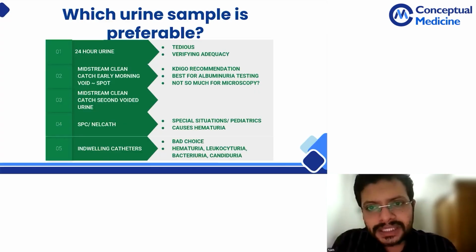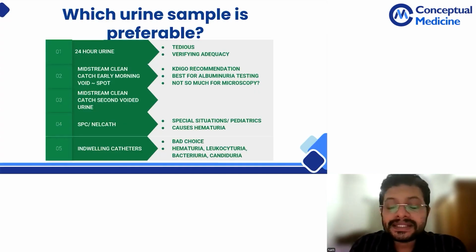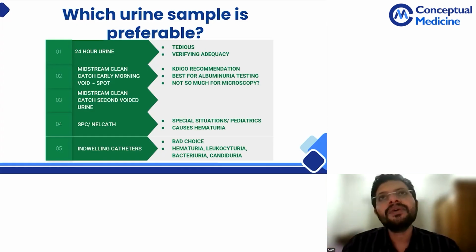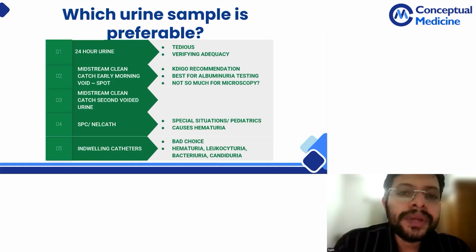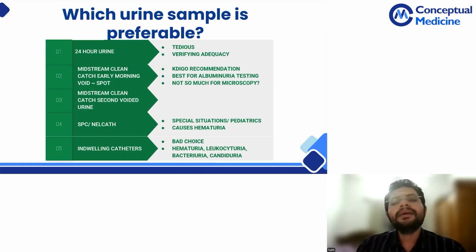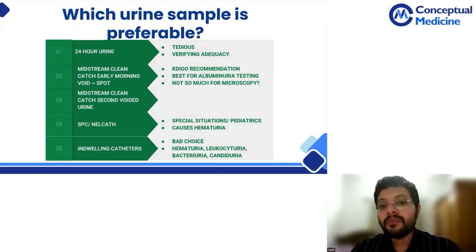When you talk about the first voided urine, the disadvantage is that it has stayed in your bladder for a considerable amount of time, right? Around 10, 12 hours overnight. Because of the stasis and because of the concentration, there is a possibility that it can lead to lysis of certain particles and therefore it can affect your microscopy. When it comes to studying the urine sediment for microscopy, the second voided urine may actually be more useful.